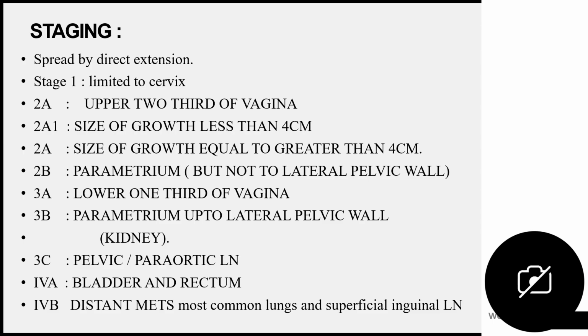3C is pelvic and paraaortic lymph nodes, 4A is bladder and rectum, and 4B is distant mets, most commonly lungs, and superficial inguinal lymph nodes. Superficial inguinal lymph nodes are in 4B.